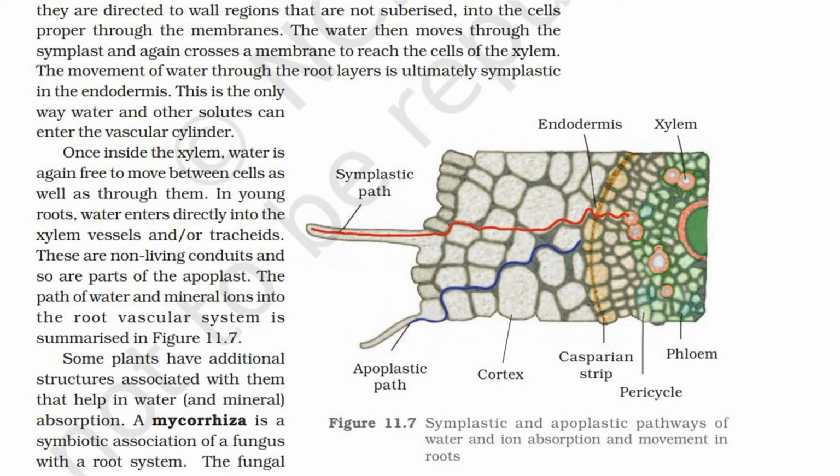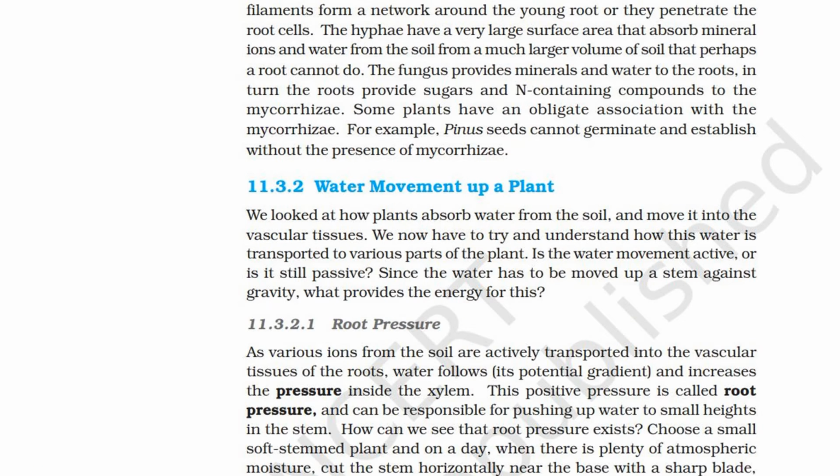Some plants have additional structures associated with them that help in water and mineral absorption. A mycorrhiza is a symbiotic association of a fungus with a root system. The fungal filaments form a network around the young root, or they penetrate the root cells. The hyphae have a very large surface area that absorb mineral ions and water from the soil from a much larger volume of soil than perhaps a root can.